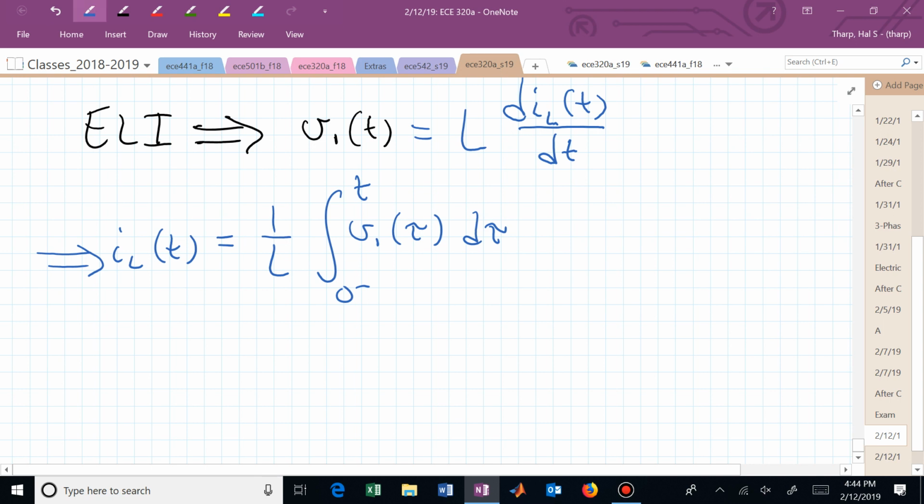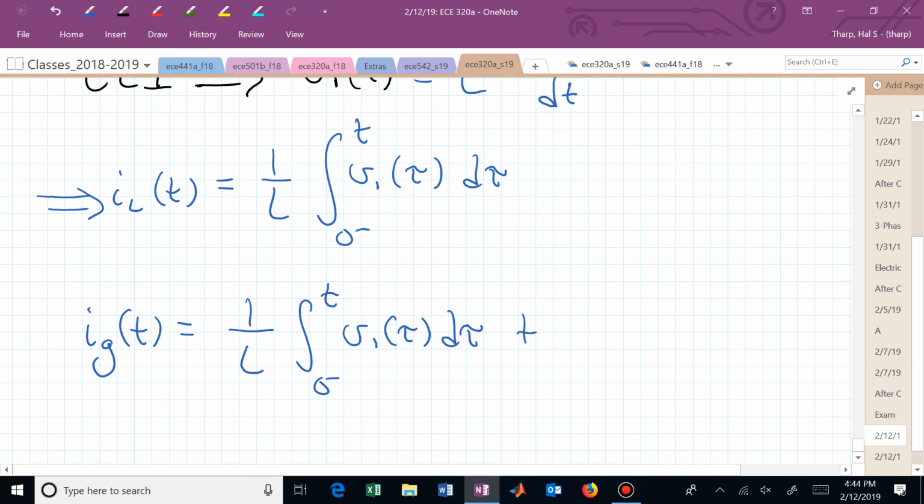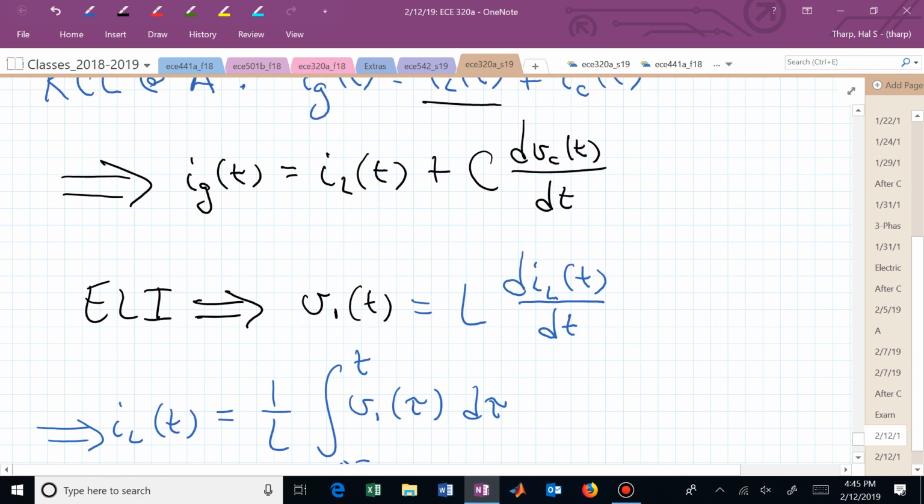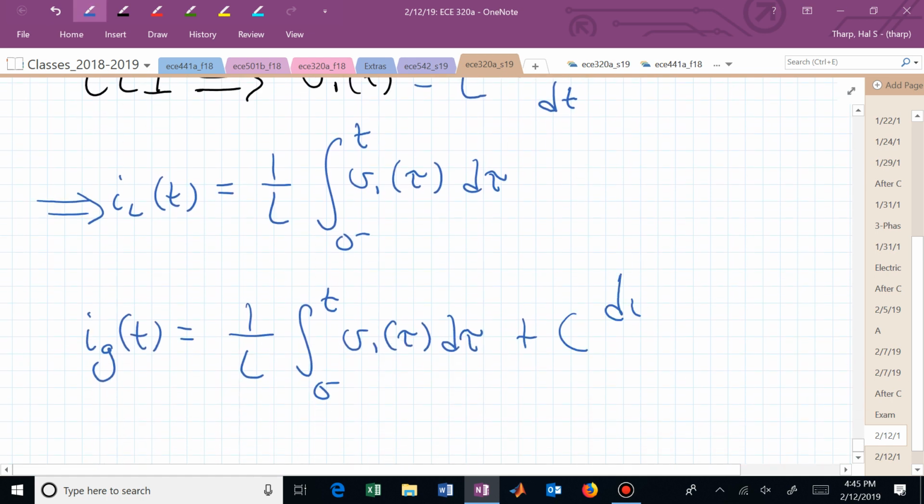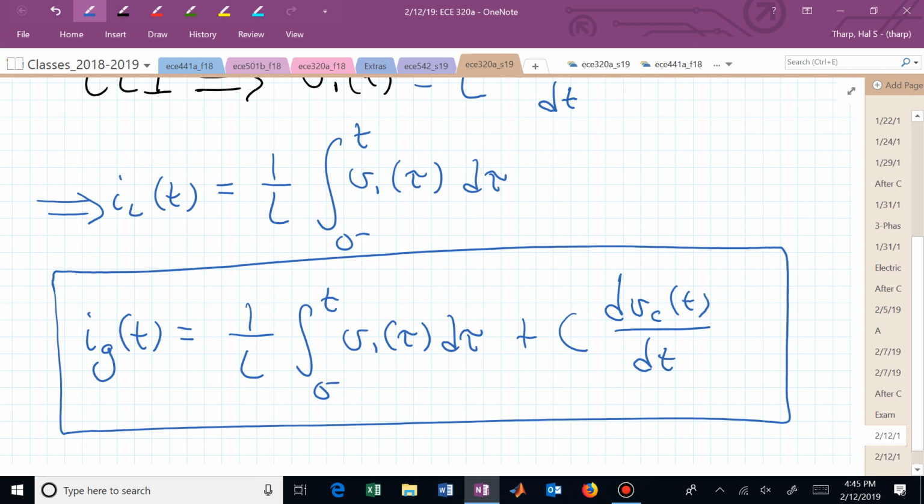You can now say that I sub G of t is equal to I sub L, which is 1 over L integral from 0 minus to t v1 of tau d tau plus C dv sub C of t dt. And now we have something that involves just node voltages. Not currents and a voltage, but two voltages.